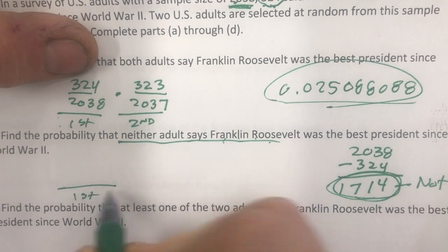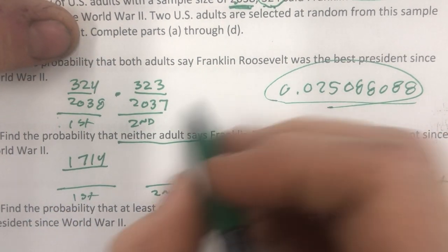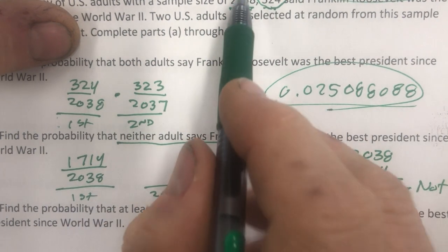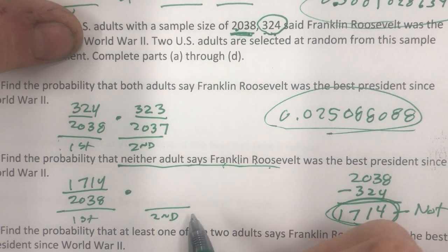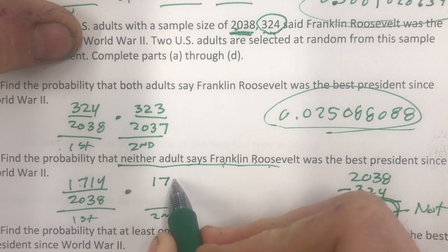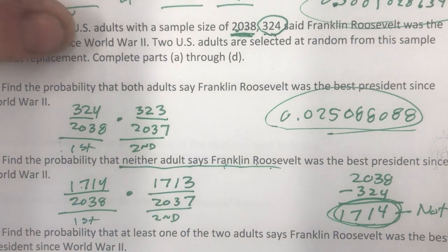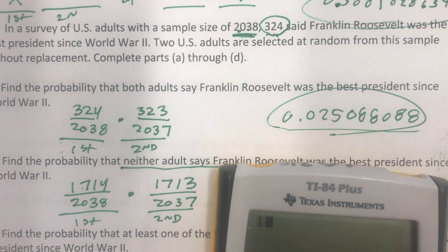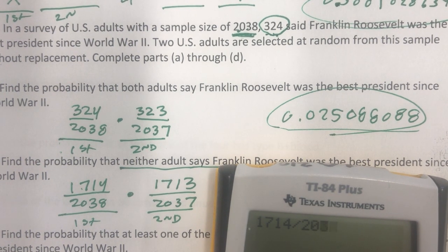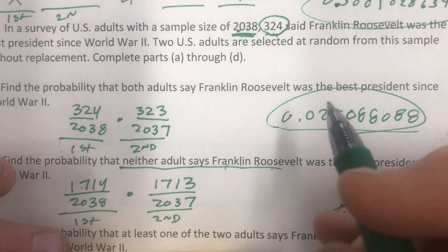All right, so we got the first one, we got the second one. The first one, there's 1714 out of 2038 total. Okay, now the second person, well, I've already picked that guy, so now there's only 1713, and now there's only 2037. And there's my two probabilities, and I multiply them. Okay, so let's do this here. 1714 divided by 2038 times 1713 divided by 2037. And there's my probability right there.